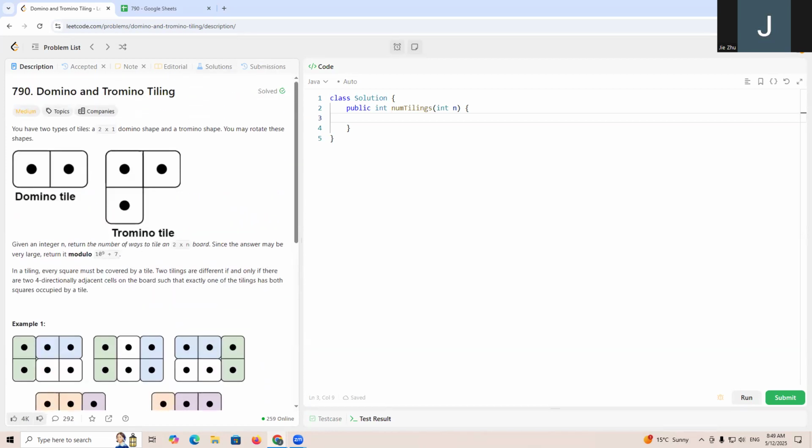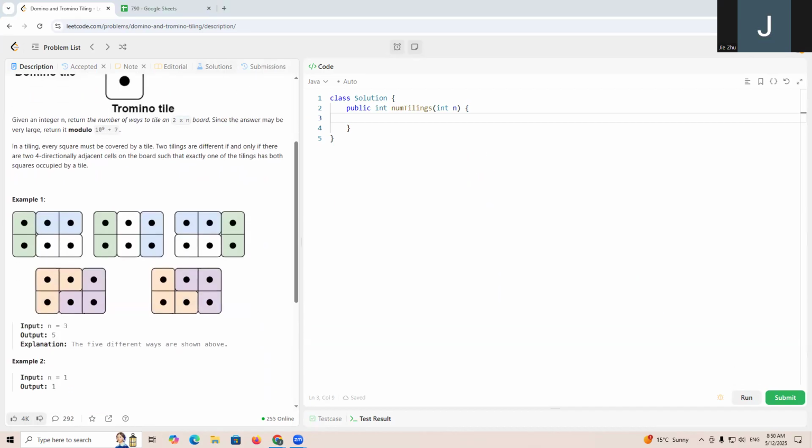So let's see, if the board is 2 by 1, there is one way, just use a domino vertically. And if it is 2 by 2, there will be two ways: one is vertical, another is horizontal. But when n goes to 3, it gets kind of large now. You see, there is three vertical, and two horizontal, one vertical.